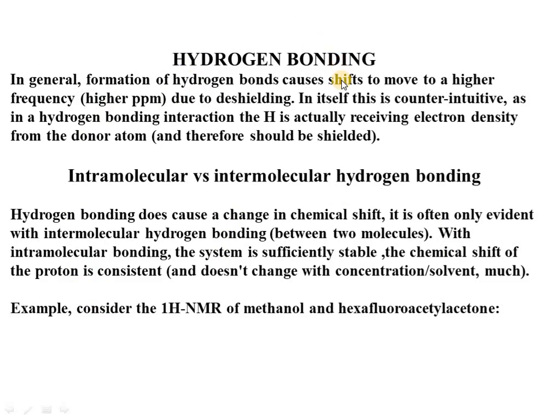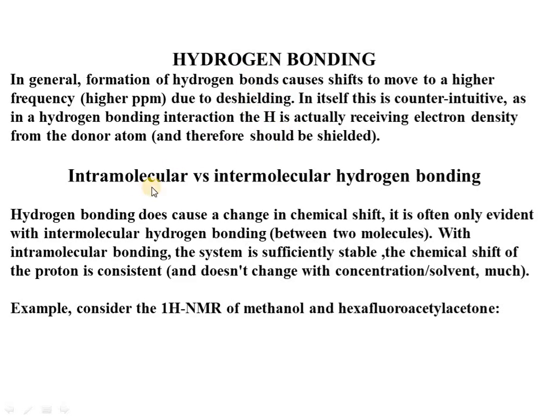Hydrogen bonding causes shifts to move to a higher frequency, that is a higher ppm value, that is towards the left, that is downfield, and it is due to de-shielding. So hydrogen bonding in general causes de-shielding, that is, the electron cloud from the hydrogen moves away, and so the hydrogen gets de-shielded and shows signal downfield.